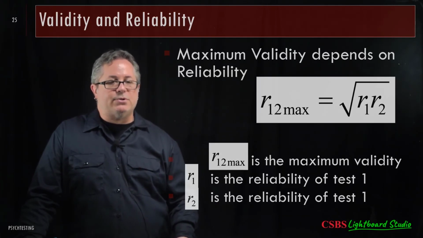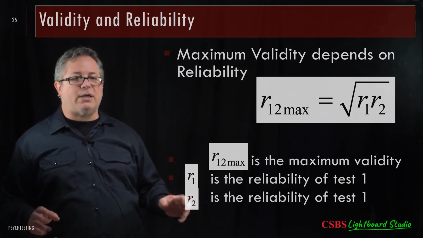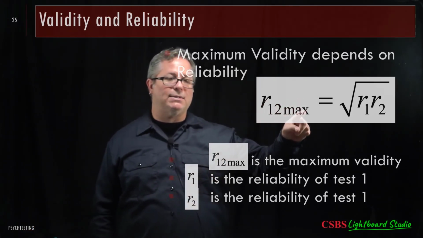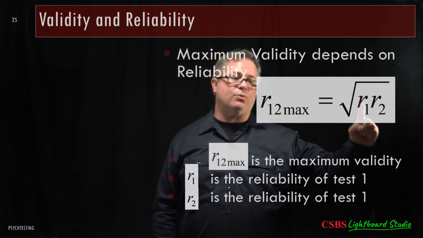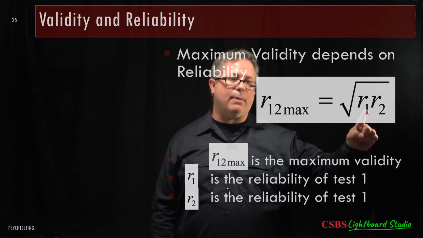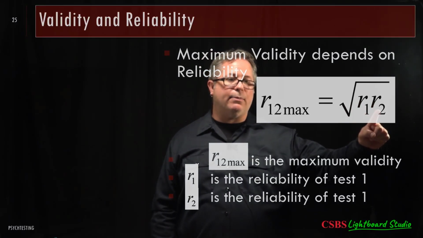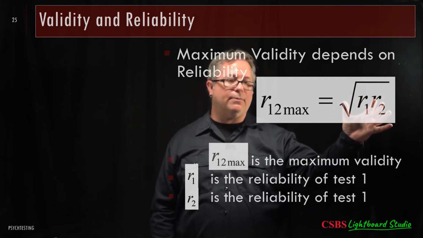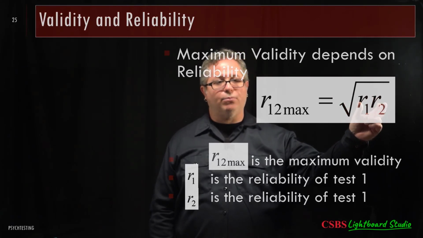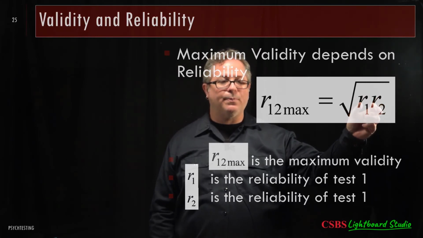So we need to figure out what's called the max reliability. This R12 max is essentially we take the reliability of measure 1 and the reliability of measure 2, like my depression inventory and the Beck depression inventory, and I'm going to multiply them and take the square root to give me what the maximum validity would look like. The maximum validity is restricted by the product of the two reliabilities.